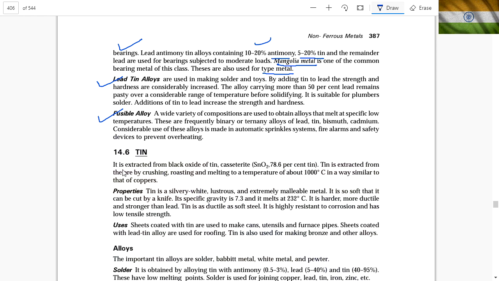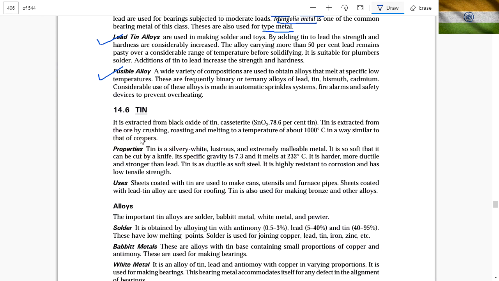Then we have tin, which is extracted from the black oxide of tin, cassiterite. Tin is extracted from the ore by crushing, roasting, and melting at a temperature of 1000 degrees centigrade, in a way similar to copper. Now we go to the properties. Tin is a silver white, lustrous, and extremely malleable metal. It is so soft that it can be cut by knife. Yes, you can cut it by knife.